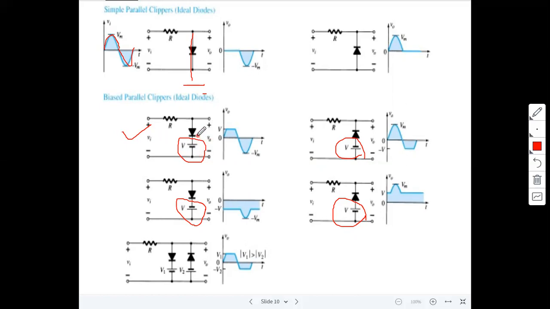For each and every clipper circuit, analyze the two cases, whether the diode is on or off. When the diode is on, what is the output? When the diode is off, what is the output? Only two cases, remember here.